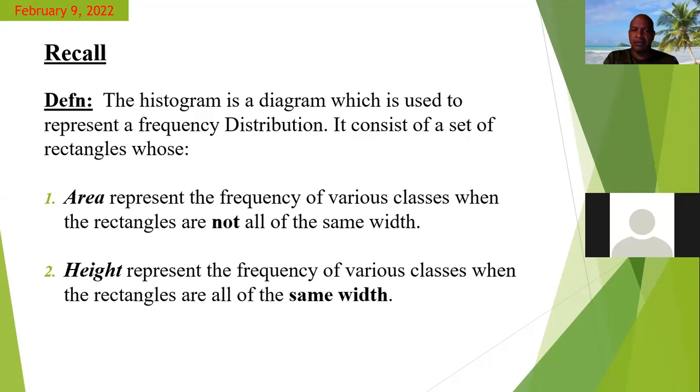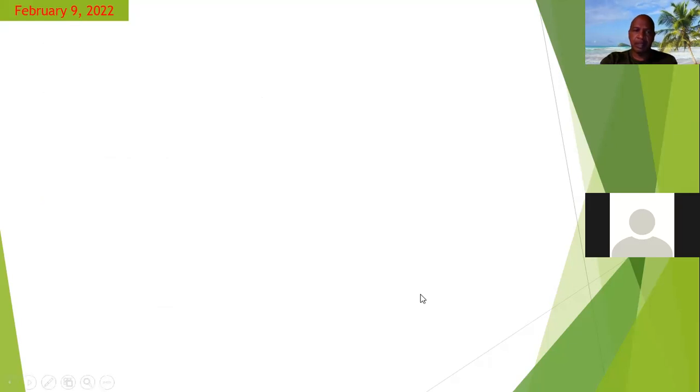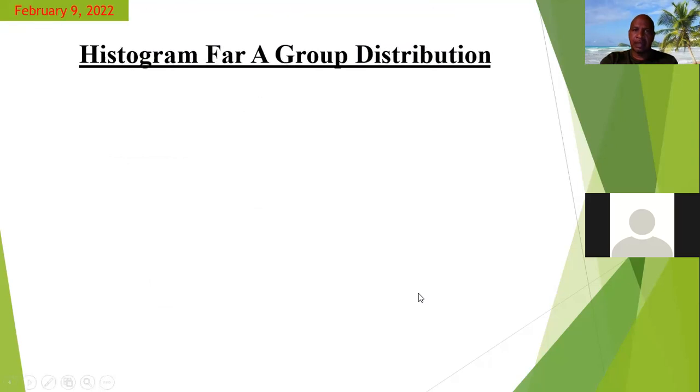Now, the histogram that we want to use when we're dealing with the mode is one where all the rectangles have the same width. And in this case, where the rectangles have the same width, the height of the bars gives you the frequency, or the height of the bar tells you the frequency of that distribution.